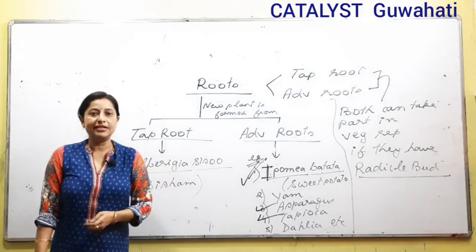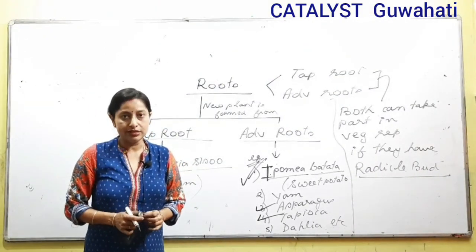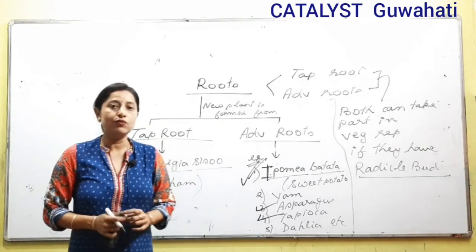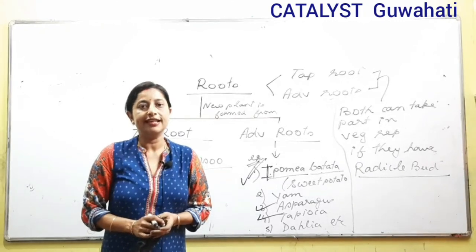Up till here, we have completed the natural type of vegetative reproduction. I think you all have understood this part. In the next class, what we will be discussing is artificial means of vegetative reproduction. Thank you.